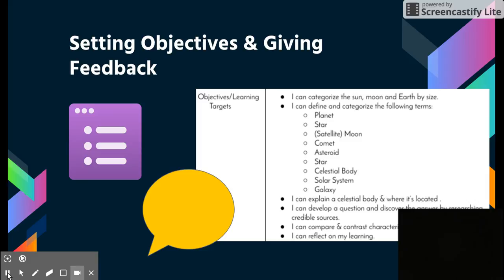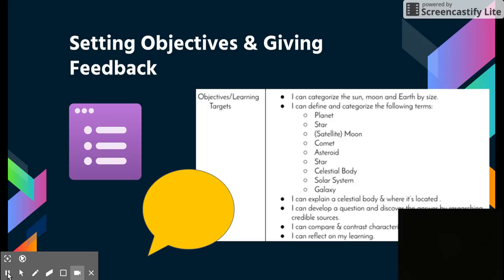Either my students are using dry erase boards to give me feedback. Maybe it's thumbs up, thumbs down. Maybe I am having them do a Kahoot or the quizzes that I had mentioned, or a Socrative quiz to give me feedback. Maybe I'm going around and just having one-on-one conversations. And so I'm giving the kids feedback, they are getting feedback themselves, and from that I can differentiate the information.